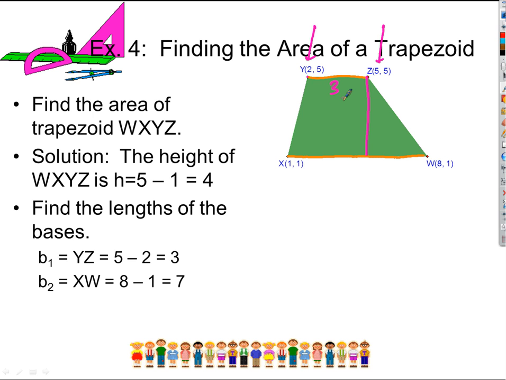Yep. Okay. What about the bottom one? 7. I'm going from x equals 1 to x equals 8, so that one is 7. Now what about the height? You go 7 minus 3. That's not right. Get a ruler. No? Don't need a ruler.